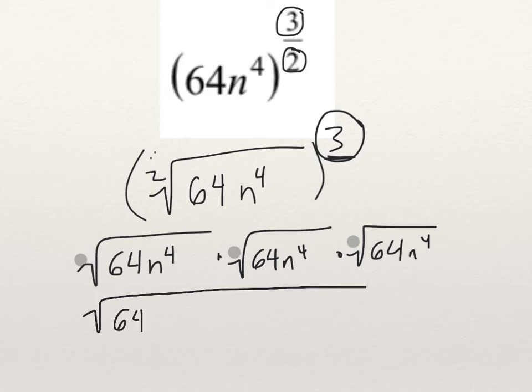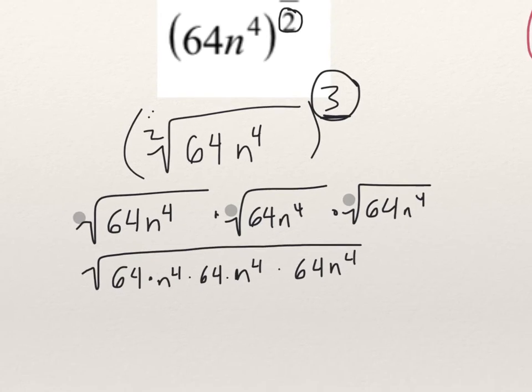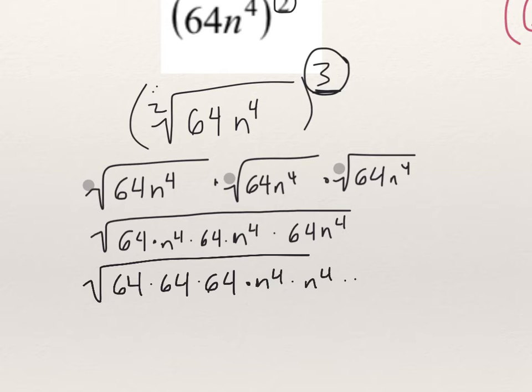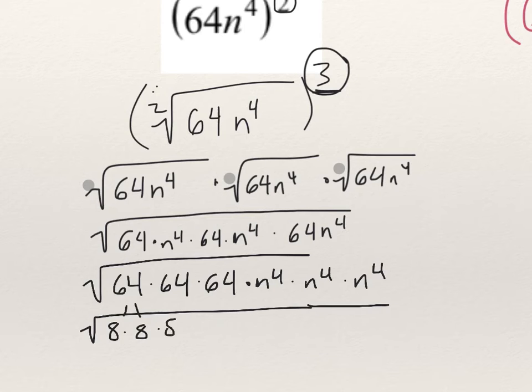So we have 64 times n to the 4 times 64 times n to the 4 times 64 times n to the 4. Well, I should have picked smaller numbers for this. So we have 64 times 64 times 64 times n to the 4 times n to the 4 times n to the 4. So we can break the 64s down into 8 times 8. So 8 times 8 times 8 times 8 times 8 times 8.